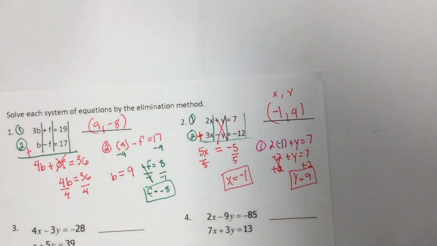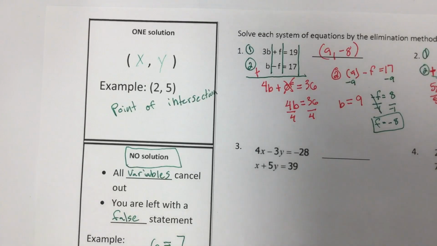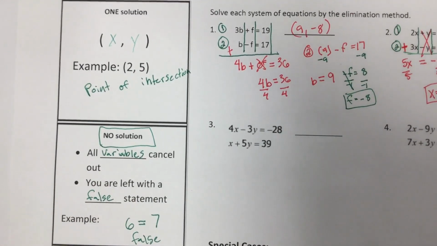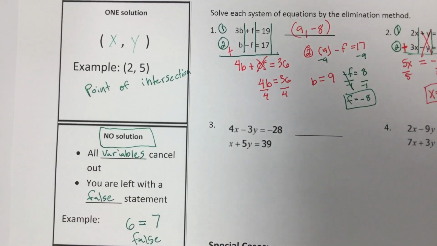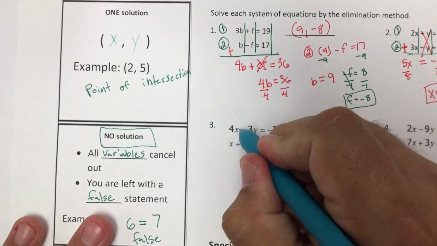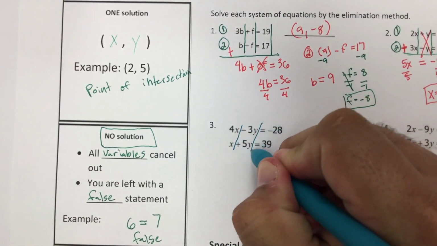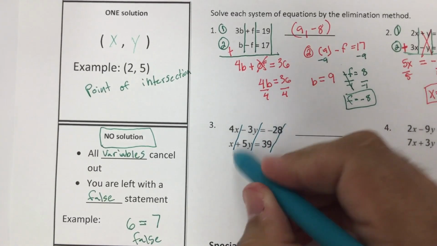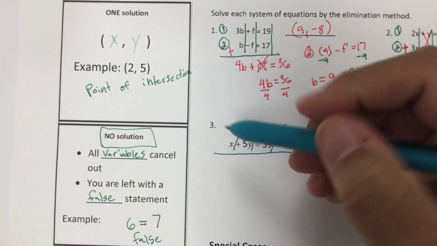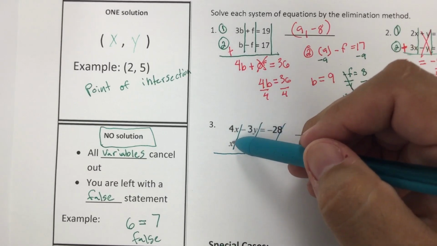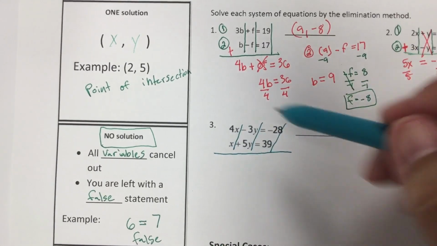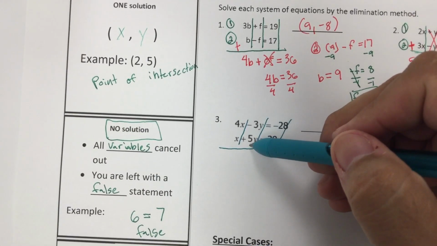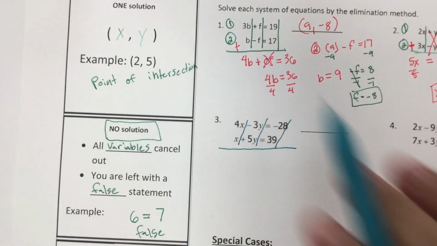All right. Now we're going to go on to some ones that aren't quite like this. Notice there's none that cancel out. I'm going to go ahead and line them up. My x's line up, my y's line up, my constants line up. Constants are on the other side of the equal symbol, so we're good to go. Now, I notice 4x and x is going to give me 5x. Negative 3y plus 5y is going to give me 2y. So nothing's really going to cancel out.